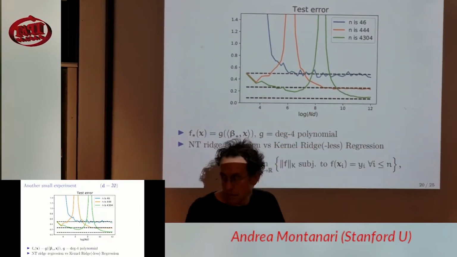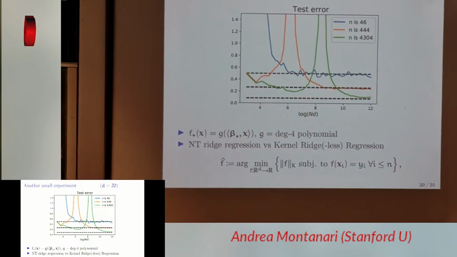So here we fitted the neural tangent model at finite width, we fitted the full kernel ridge regression, and we get this. Now, one interesting thing to see: if a statistician sees this, they will always ask a very natural question.